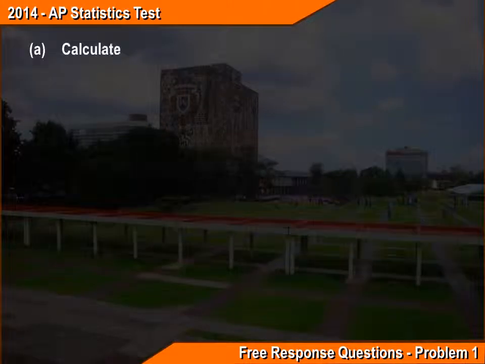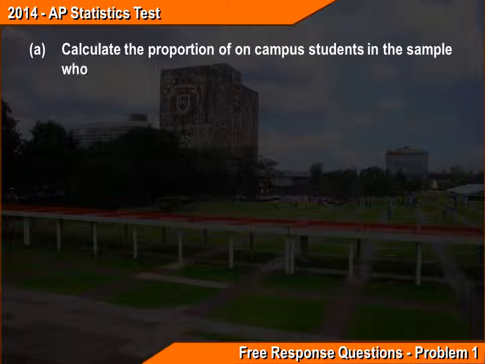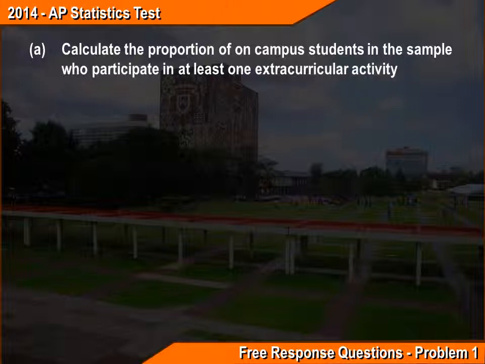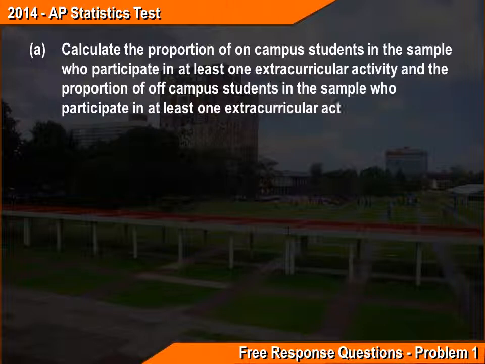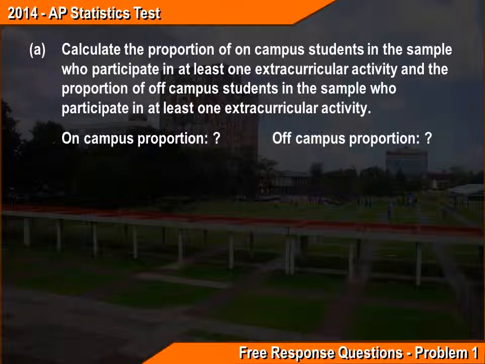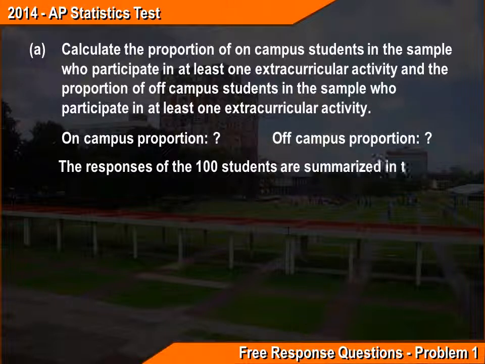A. Calculate the proportion of on-campus students in the sample who participate in at least one extracurricular activity and the proportion of off-campus students in the sample who participate in at least one extracurricular activity. The responses of the 100 students are summarized in the segmented bar graph shown.